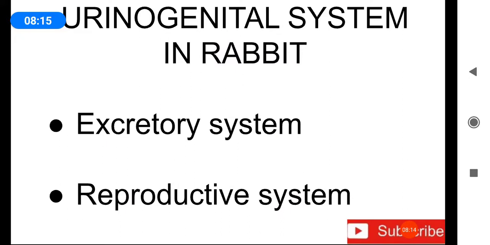Next, we are going to see about the urinogenital system. Urinogenital means excretory system and reproductive system combined together. So urinogenital system comprises the urinary or excretory system and the reproductive system. Therefore, they are usually described as urinogenital system in vertebrates.